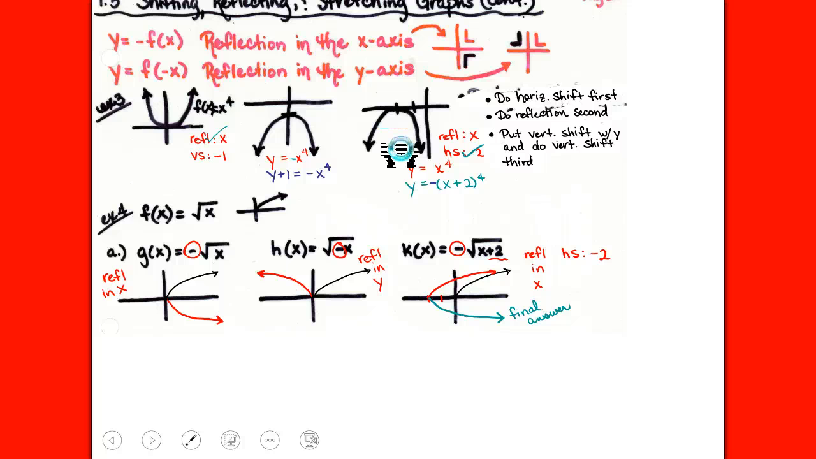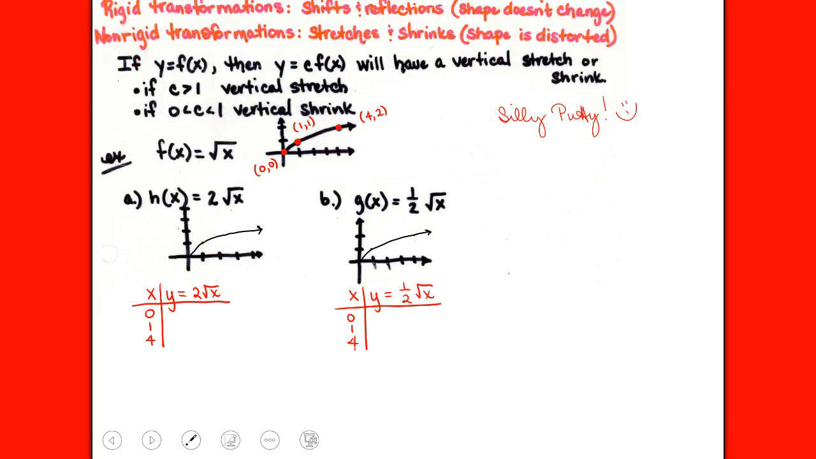All right, so over on page 105, they talk to us about rigid and non-rigid transformations. And they tell me that the transformations that we just did, the shifts and the reflections, the shape doesn't change. That's called a rigid transformation. But the non-rigid transformations are when I stretch or shrink the graph.